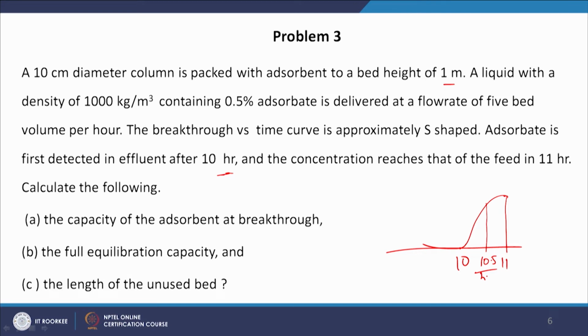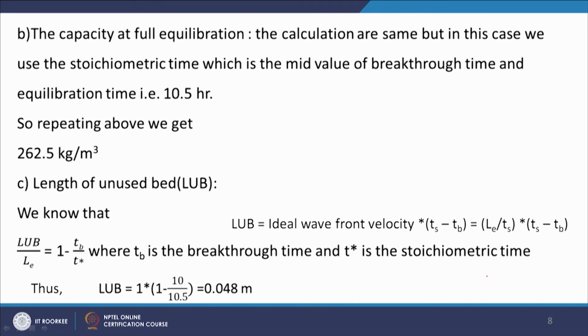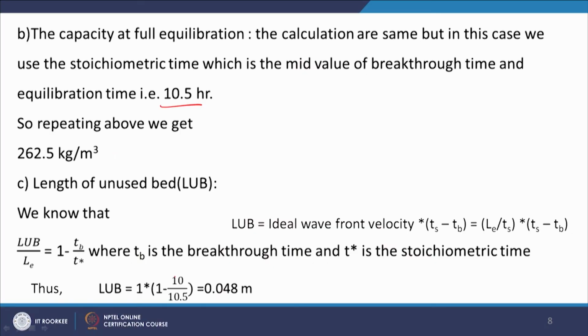So, the same method we will be using, but we will be using 10.5 hour to calculate the adsorbate adsorbed on the adsorbent. So, same formula we will be using, and in that case T will be not 10 hour, it will be 10.5 hour. So, the specific uptake or the adsorbent uptake capacity will be 250 into 10.5 divided by 10. So, that is equal to 262.5 kg per meter cube.